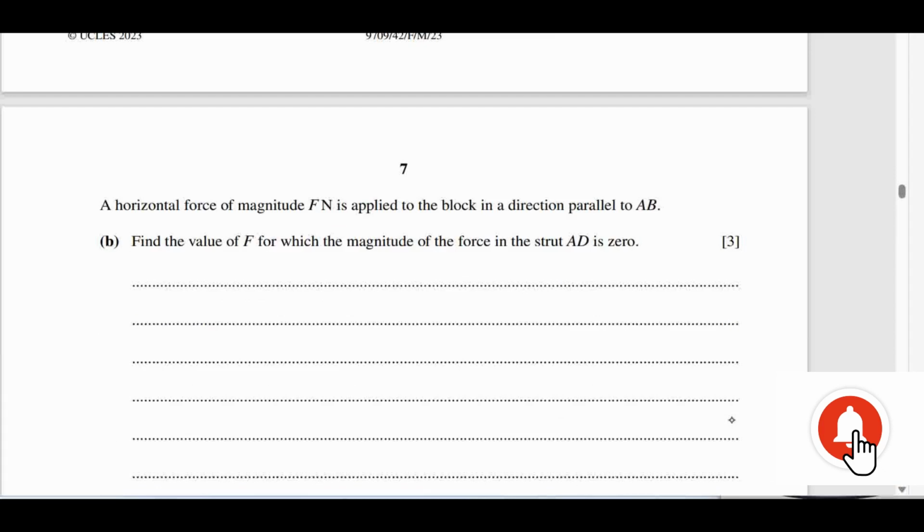A horizontal force of magnitude F Newton is applied to the block in a direction parallel to AB. Find the value of F for which the magnitude of the force in the stud AD is zero. Okay. First of all, we'll just highlight the important key points. That a force of magnitude F Newton is applied to the block in a direction parallel to AB.